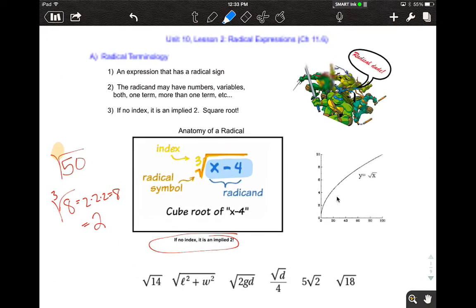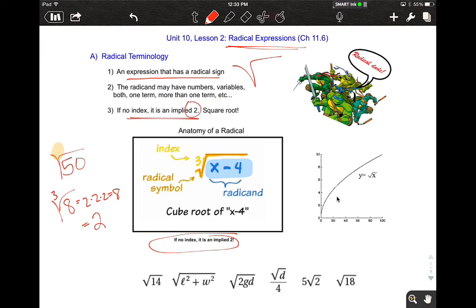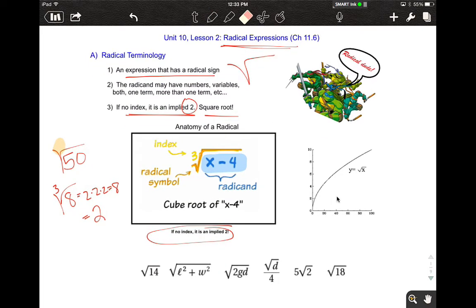So this is some basic idea. A radical expression is simply an expression that has a radical symbol, this root symbol, whether it's the square root or the cube root or the fourth root. If there is no index, it is implied that it's the number 2. We call that the square root. The radicand may have numbers, variables, one term, more than one term. There is lots of stuff that can be underneath there. We'll talk real quick about things that can't in the next slide.